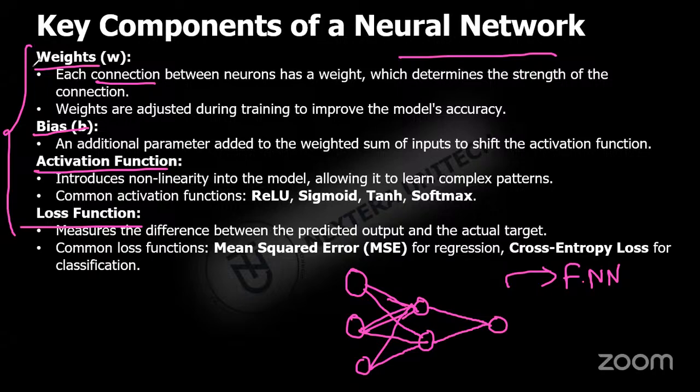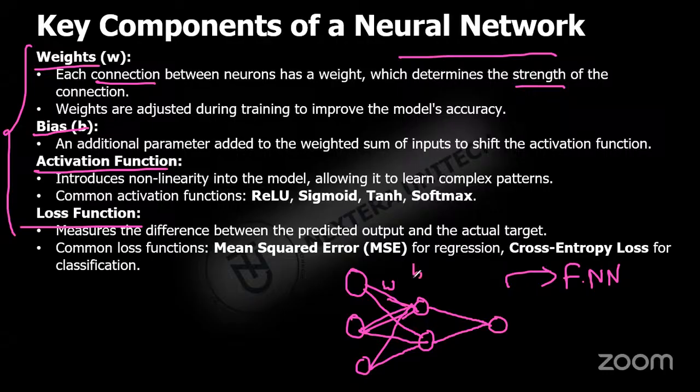So what exactly do weights mean? Between the neurons, you see a connection. Each connection between the neurons will hold a weight, and this weight will determine the strength of the connection. But who is actually giving these values for weights? That part we'll understand.